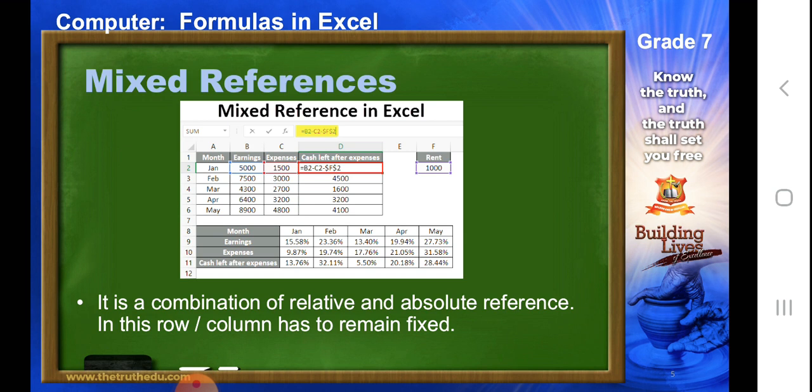Next, last comes the mixed reference. Mixed reference is the combination of relative and absolute reference. In this type of cell reference, either a row or column has to be fixed. So either we have to fix a row or we have to fix a column. Now let's see how we do that.